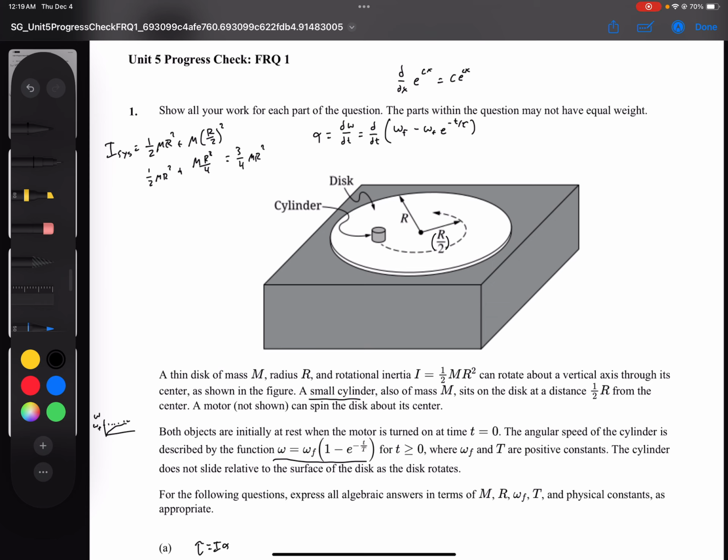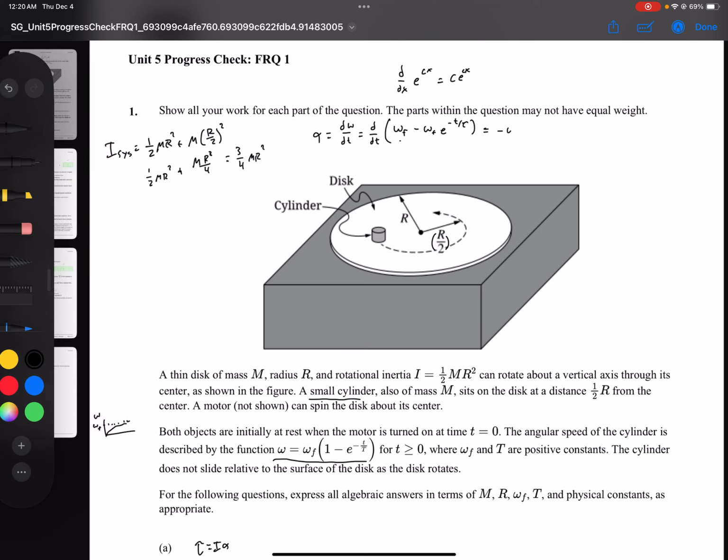So yeah, that's pretty much it. Let's set this up. I'm taking the derivative with respect to time. The coefficient in front of the t is negative 1 over tau, basically. When I take the derivative of the omega f term over here, that term is going to end up being 0 because the derivative of a constant is 0. So I end up with negative omega f.